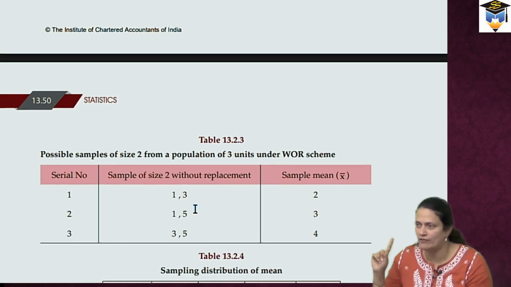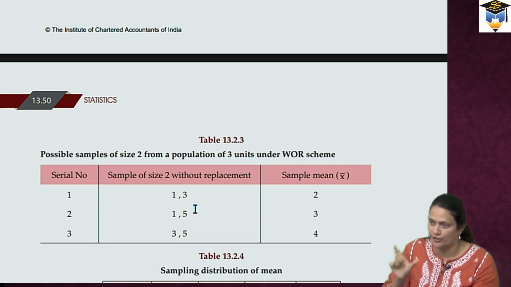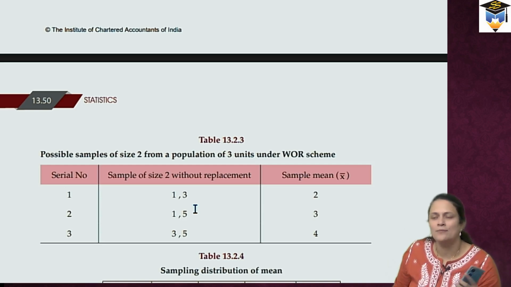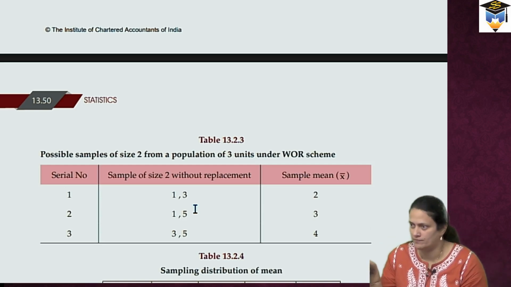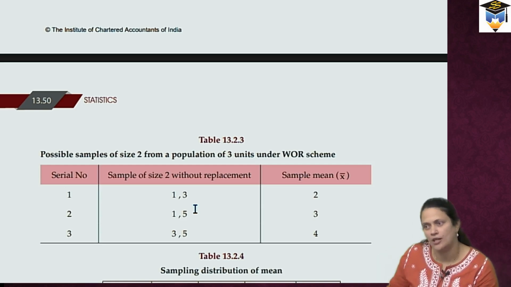1 3 is taken only once, 1 5 is taken only once. Is 1 3 and 1 5 same? No, it is different. Similarly 3 5 is different. So they have not repeated any numbers. So that is without replacement. Understood?